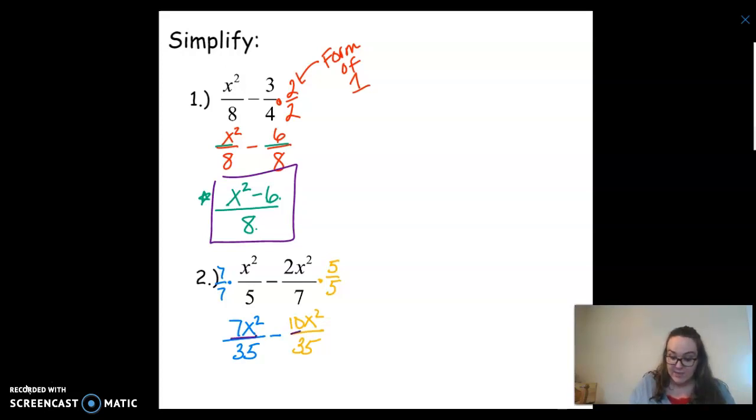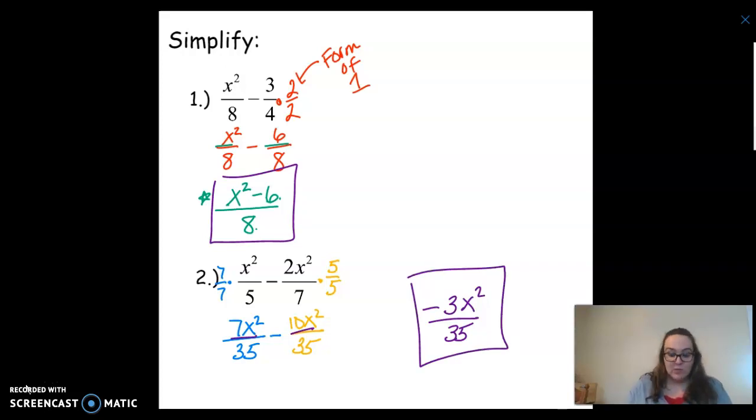Now, when we subtract the 7x squared and 10x squared, they are alike this time. So I can take 7 and subtract the 10, so that we end up with negative 3x squared all over 35. Is there anything x can't be? Nope. x is only on the numerator, so x can be everything. Is there any way to simplify? Everything right now is written as multiplication, but 3 and 35 have nothing in common, so that is my simplest form.